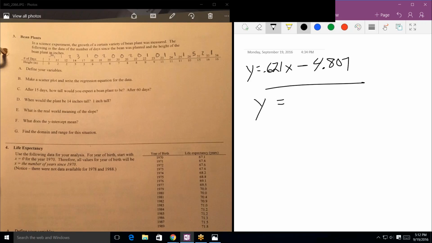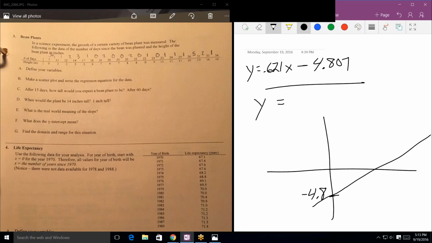Like when I graphed it, I just got 1 point on the line. Here's what the graph should look like. We know that it has a y-intercept down here at minus 4.8. We know its slope is flat, so it looks something like that. Mine doesn't. That's 0.621.